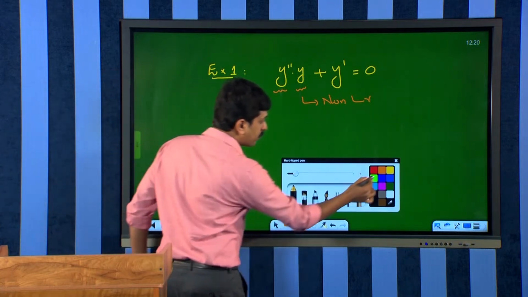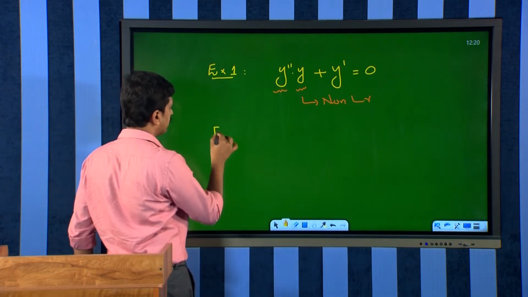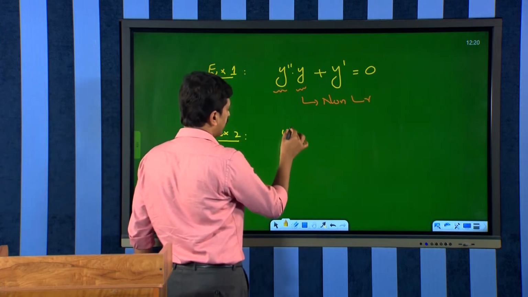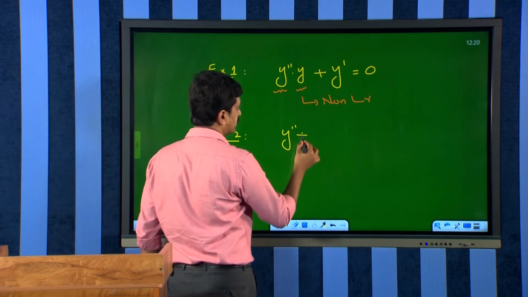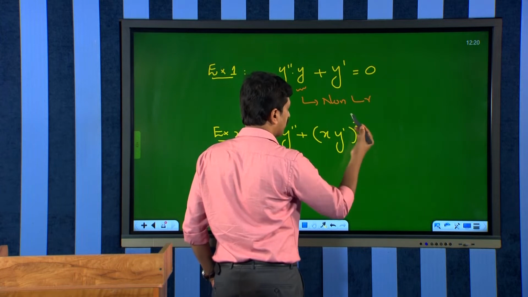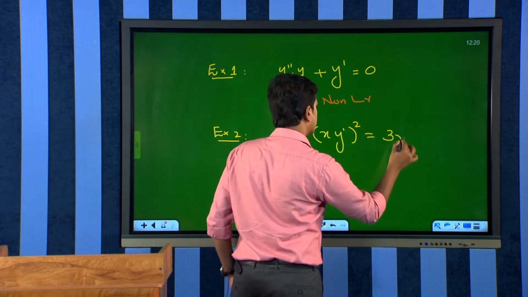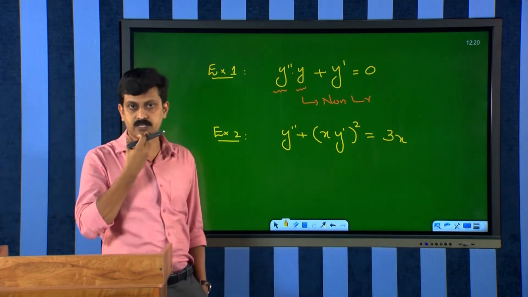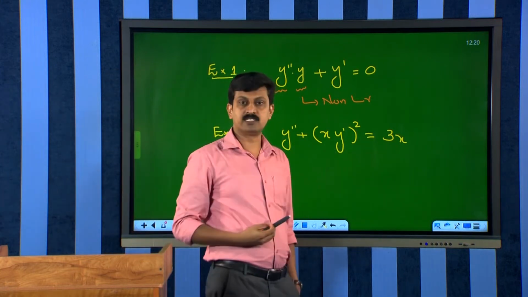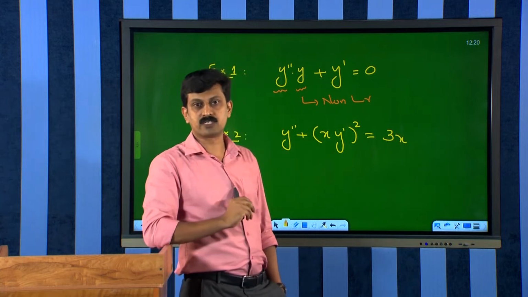Say we can move on, and one more example. In example 2, y double dash plus (x y dash) whole square is equal to 3x. It's also a differential equation. See, the terms y dash and y double dash are there, so that is a second order differential equation.